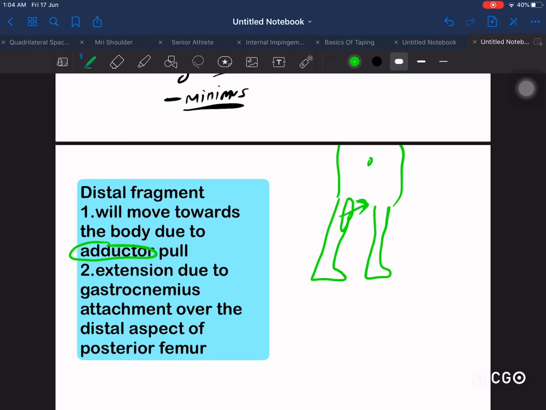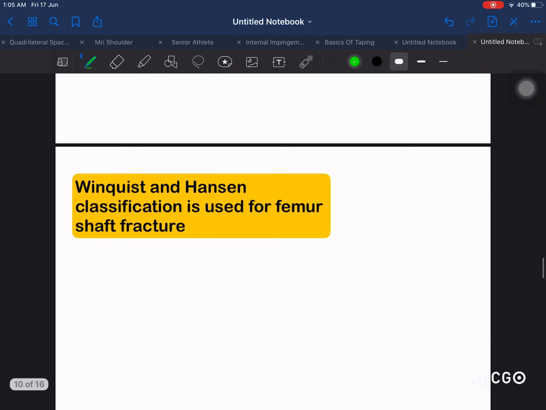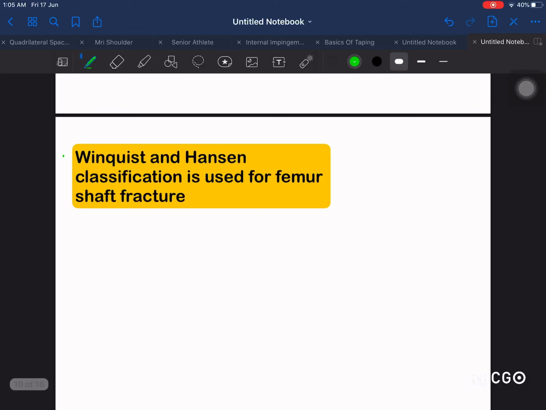And this distal part will go into extension due to the gastrocnemius, which is attached to the distal aspect of the posterior femur. Now, the classification system which is used for the femur shaft fracture is the Winquist and Hansen classification. Just remember the name, it has been asked previously. No need to go through the classification.